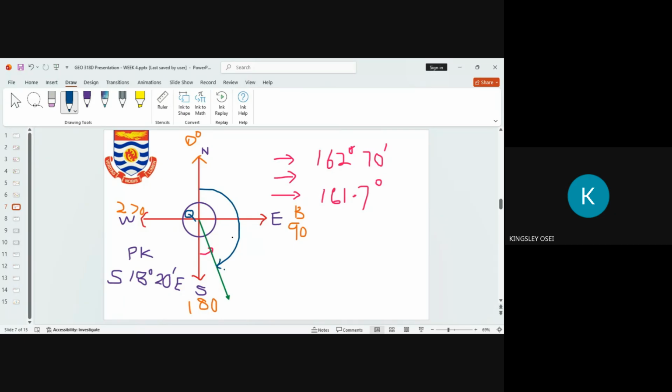So what's the connection? Look at this small piece. Look at this big one. Look at the line north, south. North, south is 180, right? Yes, sir. Good. And this is supposed to be 18 degrees 20, right? From the sketch I did for this one. Yes. So what is the concept? You see that the small one, 18 degrees 20 minutes, plus this big one should be 180.